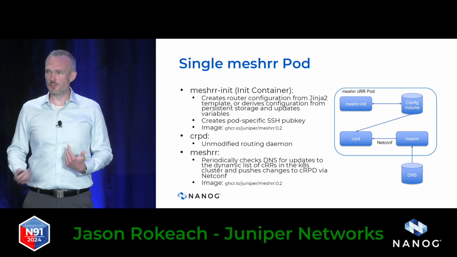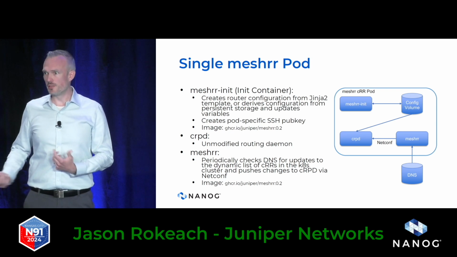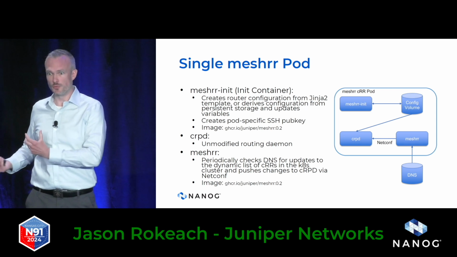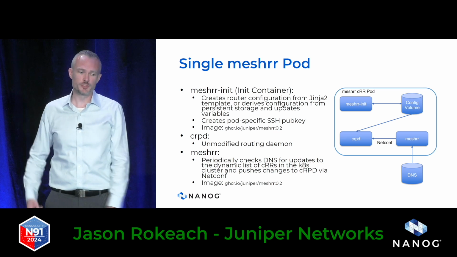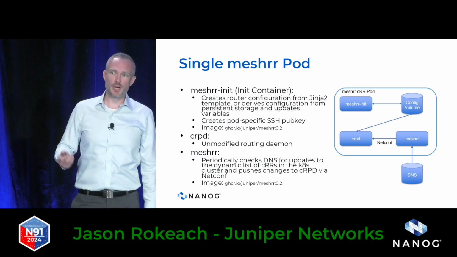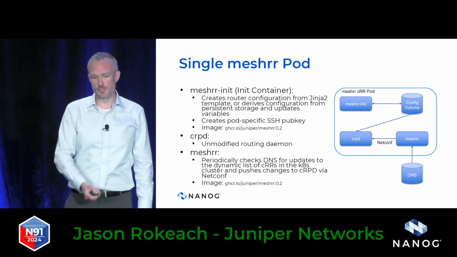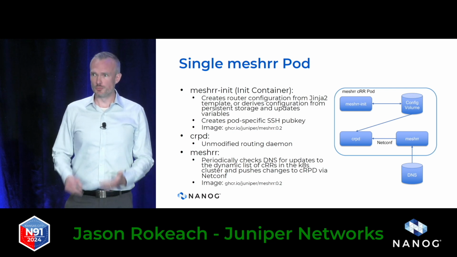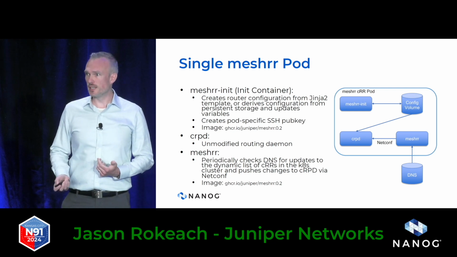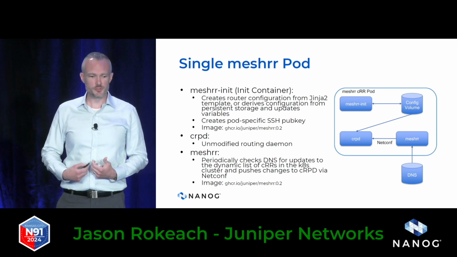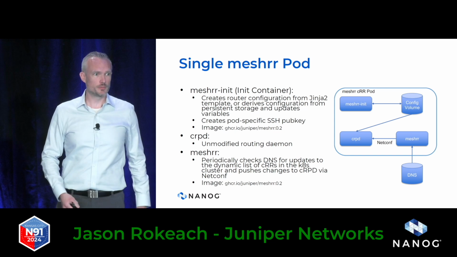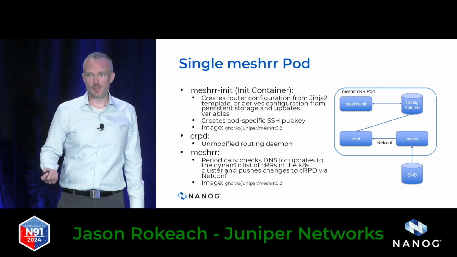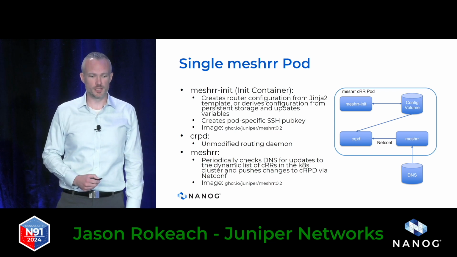This config volume is then mounted by a cRPD container that contains all of the information for what the cRPD config is, including those authentication parameters, and it's simultaneously mounted by a sidecar container that we call meshrr, whose primary job is to check DNS for updates to these BGP groups and push those changes to cRPD via netconf using the private key that was set up by the init container.